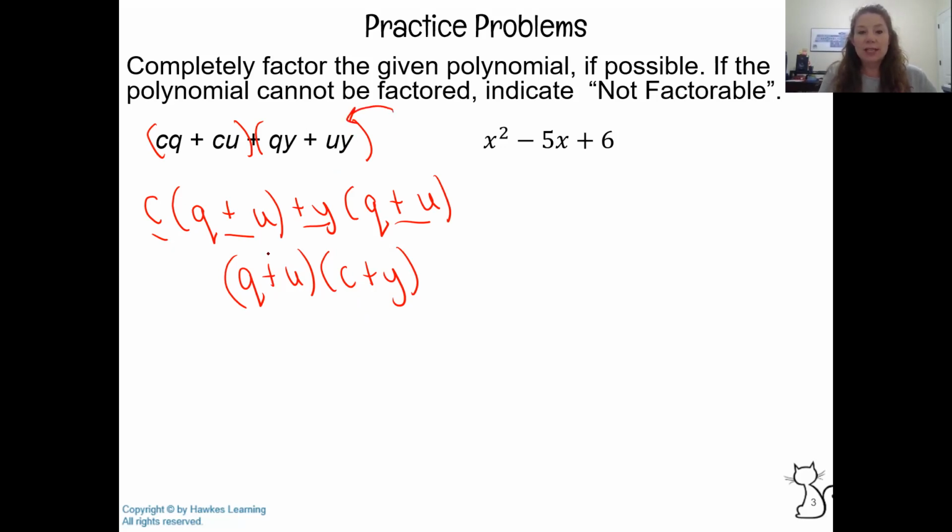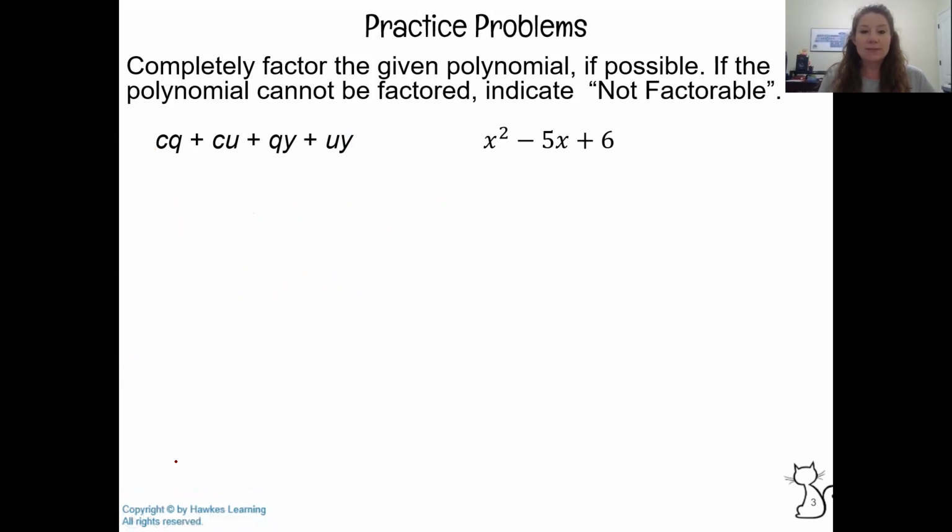So just a quick review, that's how you factor when you have 4 terms, that's how you factor polynomials. All right, let's look at the next one.